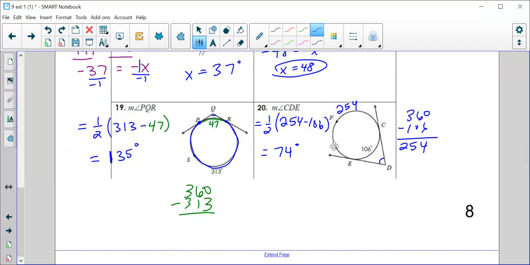Now I can take big arc minus small arc divided by 2. This was another one with those 2 tangents. So the arcs match up together. So here's the big arc, and then the small arc is just that leftover. So you have every degree on the circle accounted for. That's how we could figure out that 254. All right, so that outside angle should be 74 degrees.